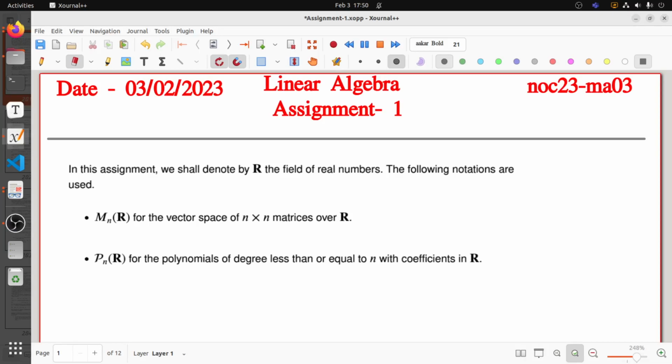What is B? This is R plus, the set of all x in R such that x is greater than 0. And what is the addition? u plus v is u dot v. And what is a dot u? It is u to the power a. So these are the two operations. You have to check which properties are satisfied by B.